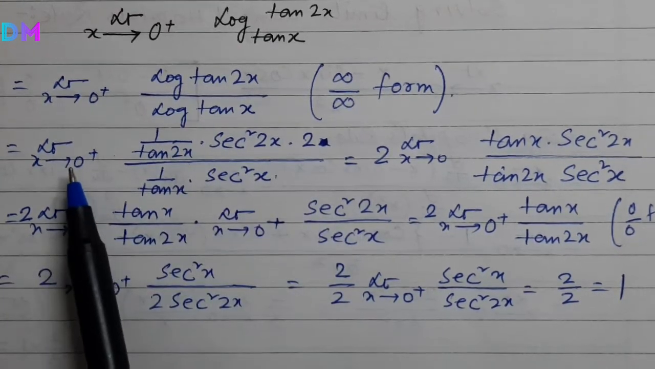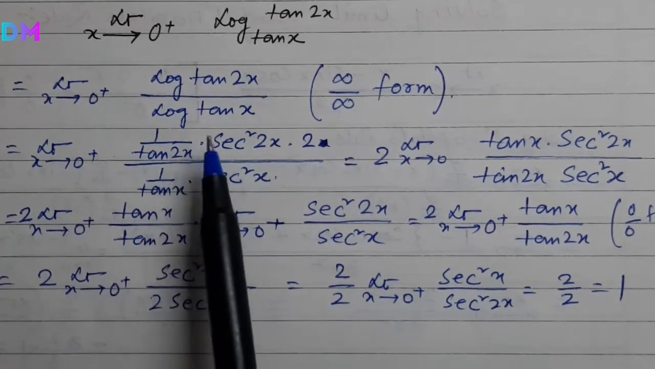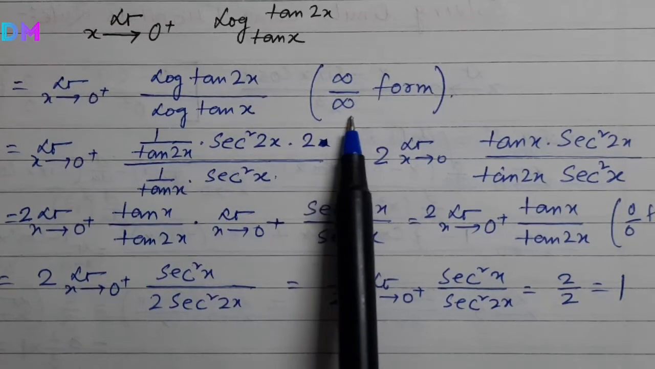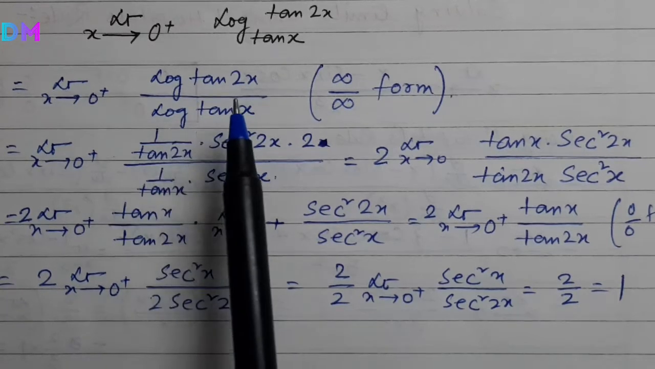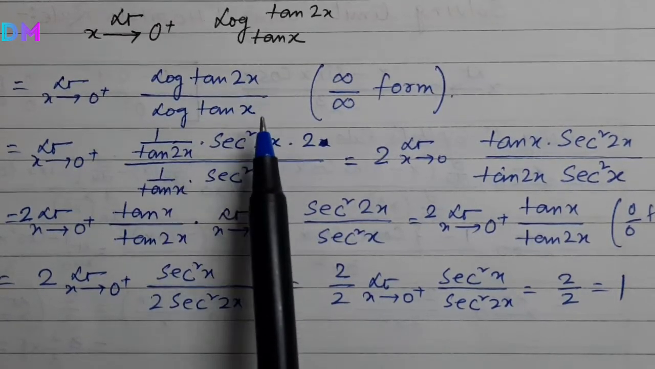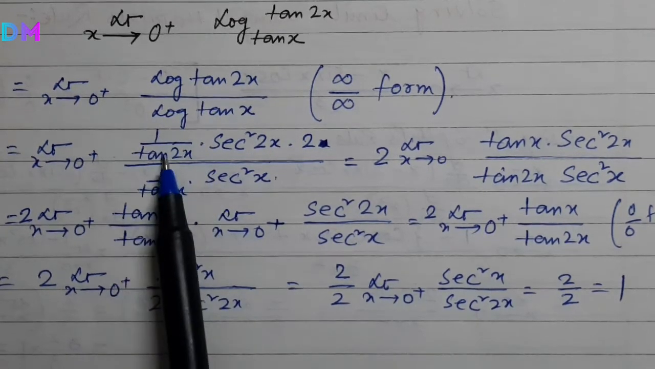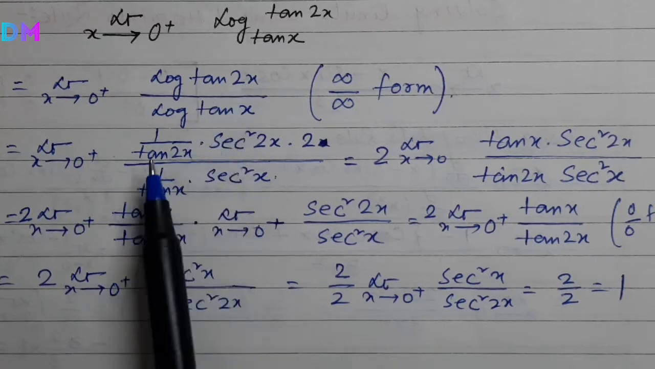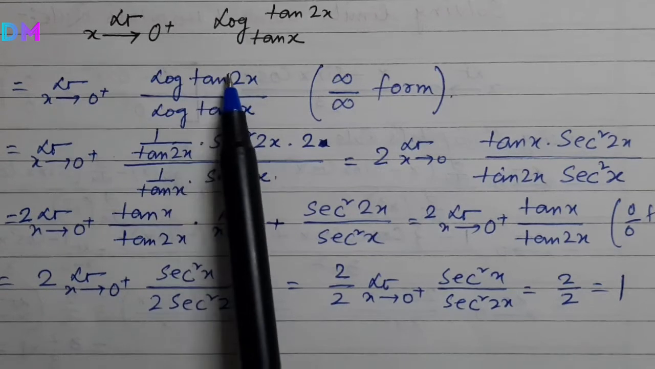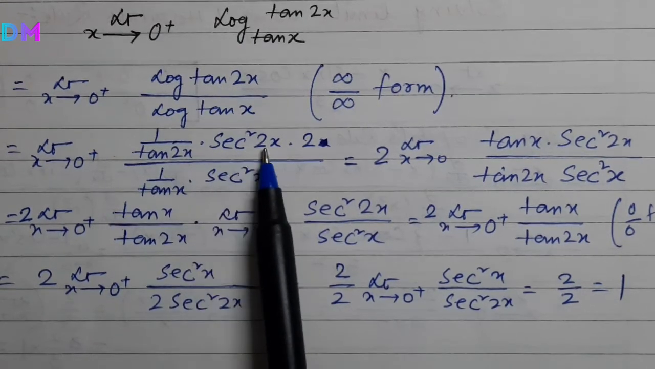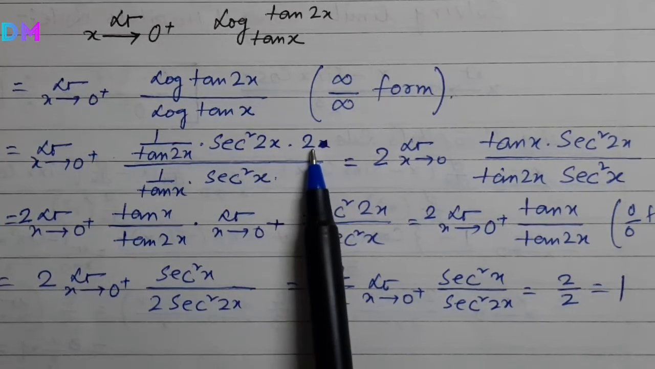So therefore we can write limit x tends to 0 plus. Now this is infinity by infinity form. We can use the L'Hopital's rule here. So if we use the L'Hopital's rule, we need to differentiate both numerator and denominator. So the differentiation of numerator, log of tan 2x, will be 1 by tan 2x into differentiation of tan 2x, which is secant square 2x, into differentiation of 2x, which is equals to 2.